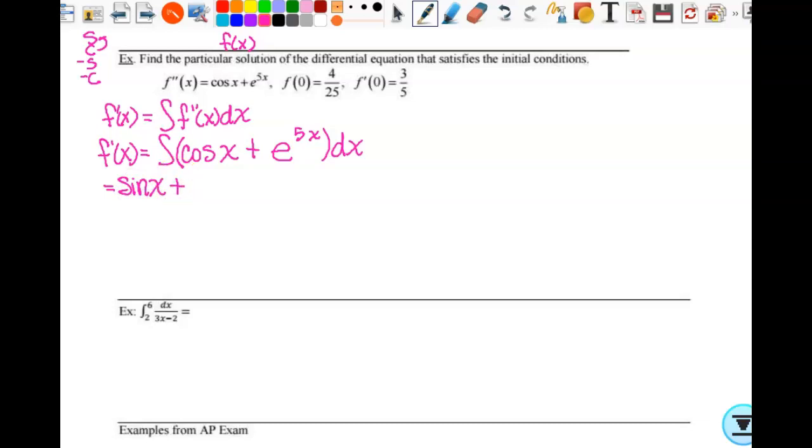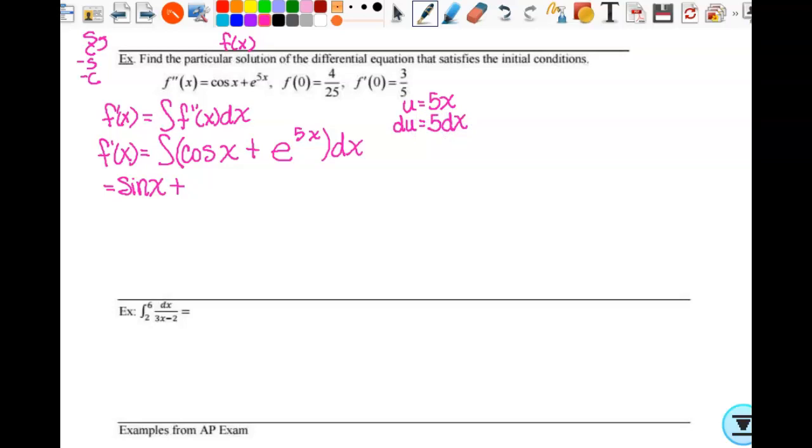plus, what do you think I might need to do here? That would be the derivative. I might need to use u here. I have a function within there. u is equal to 5x, right? And then that means that du is equal to 5 dx.